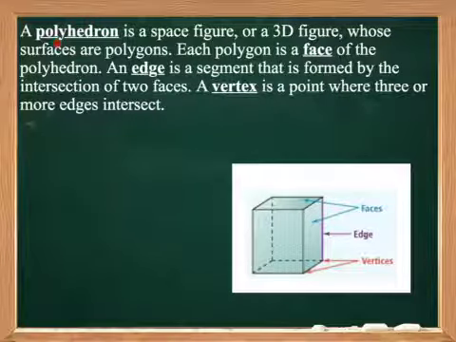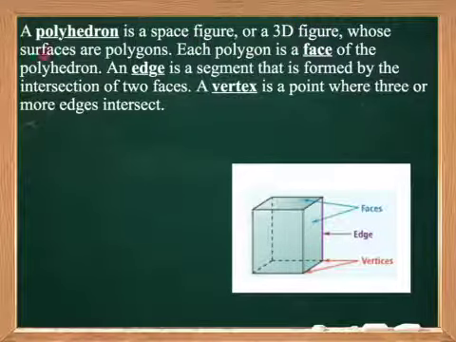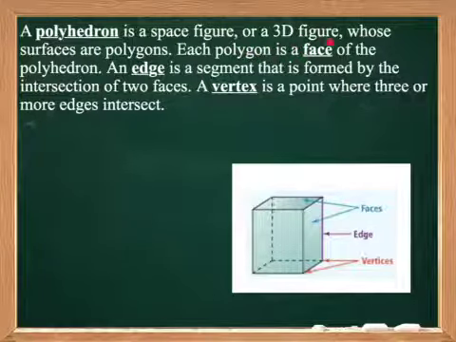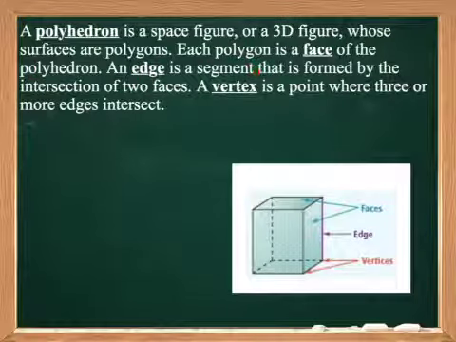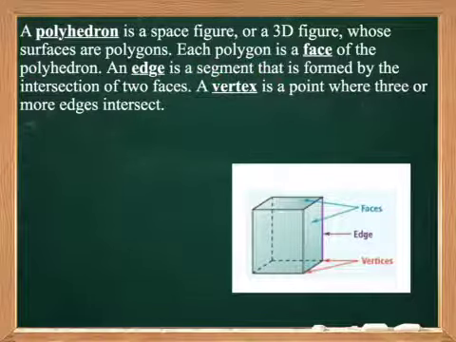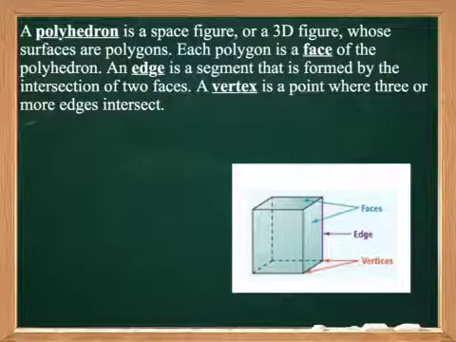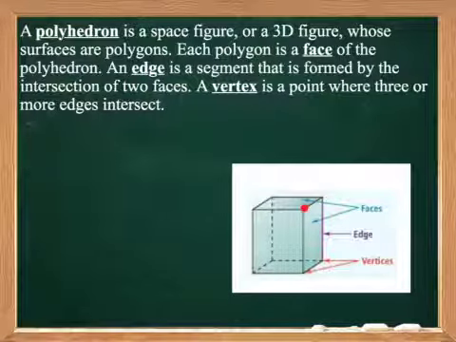A polyhedron is a space figure, or a 3D figure, whose surfaces are all made up of polygons. Each polygon, so each surface, is called a face of the polyhedron. An edge is a line segment that's formed by the intersection of two faces. So these would be two faces, and where they intersect would be the edges.